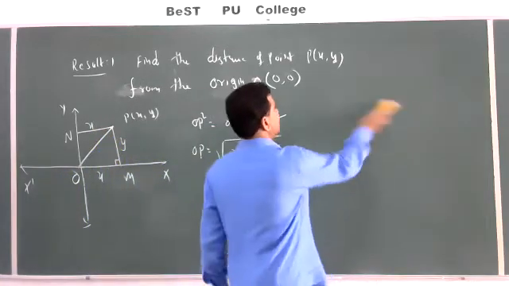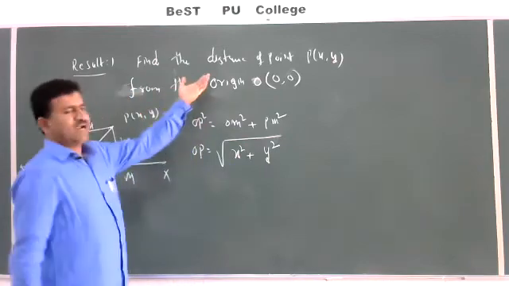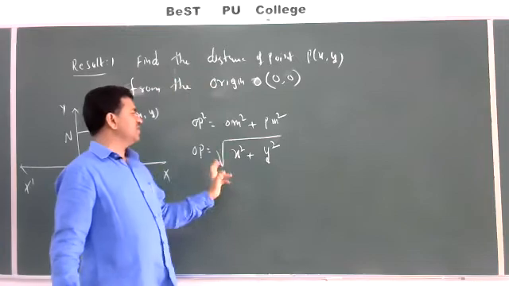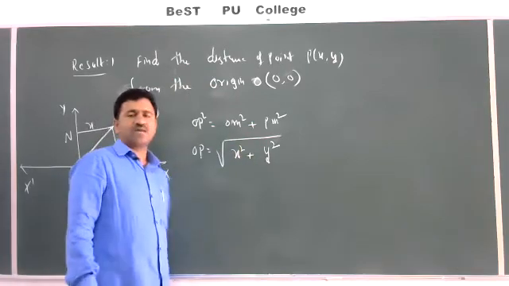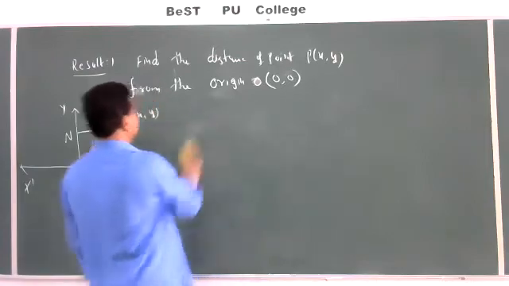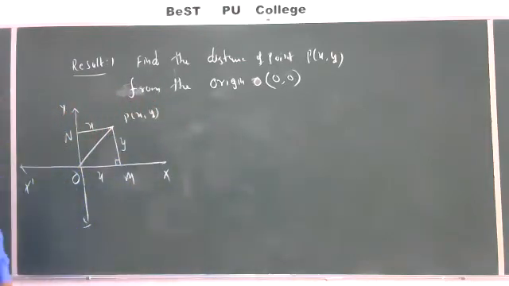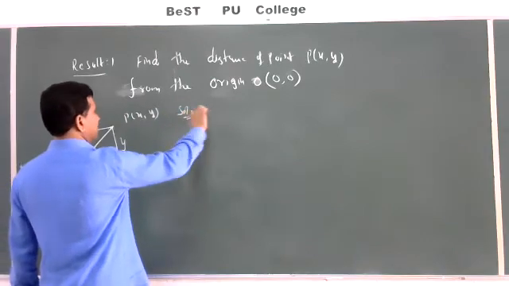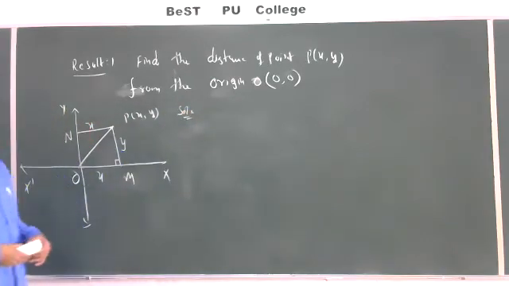So what is the answer for our result? The distance of the point P(x, y) from the origin O is always the square root of x square plus y square. First draw the diagram. The analysis part is completed. Everyone draw the diagram. First explain the diagram. Consider a rectangular coordinate system.